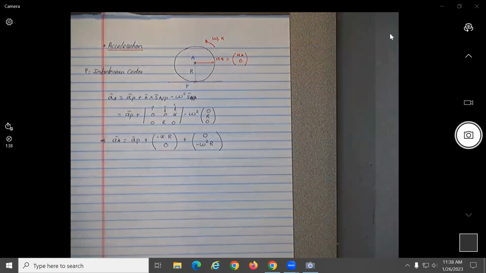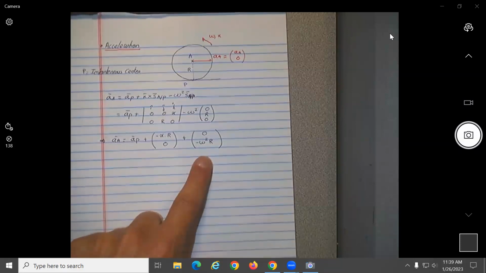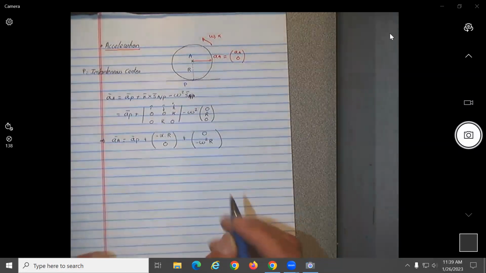So what is the problem that we're having here? We have one component on the X, one component on the Y. So in order to make it just have a component on the X, what is the only solution we have? Say A P equals to. Is that correct? A P must cancel this term, no? Yes? Okay.